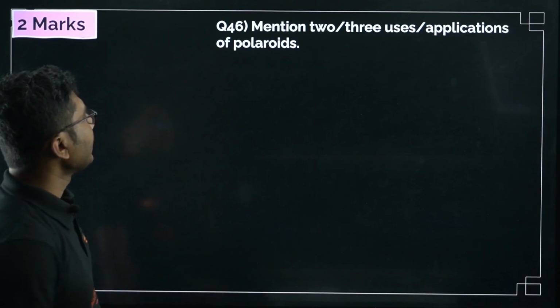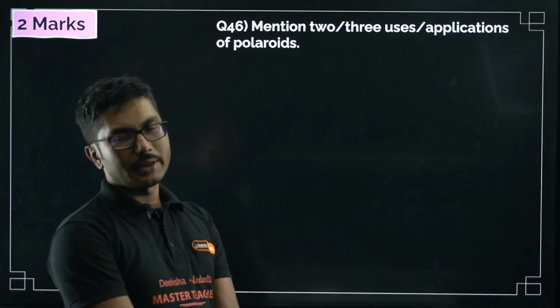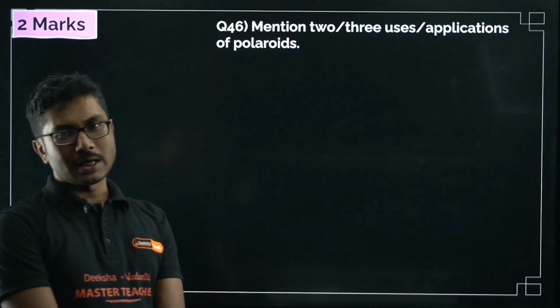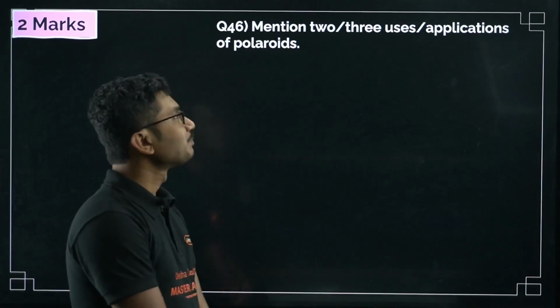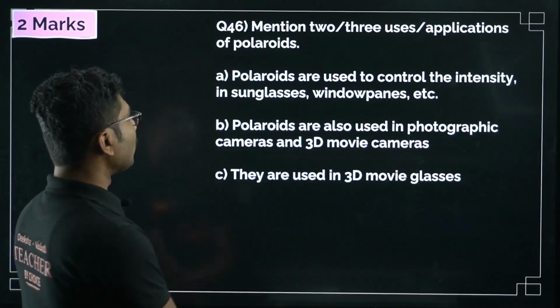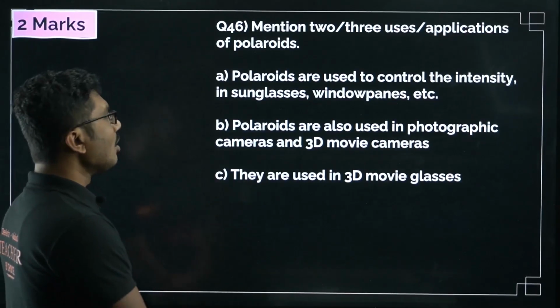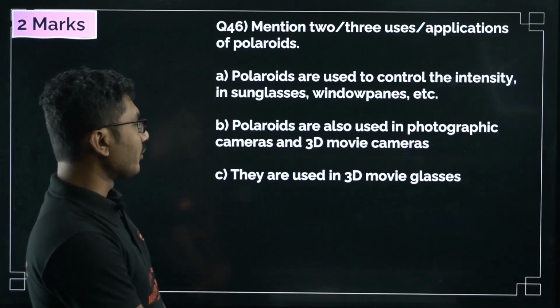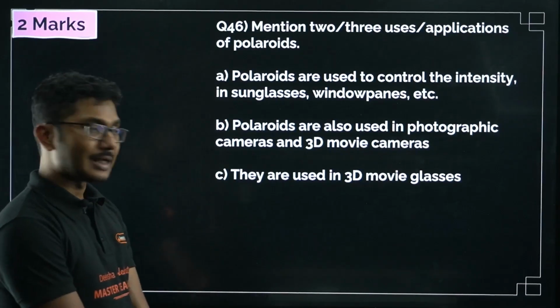Now, next question. Mention 2-3 uses or applications of Polaroids. Obviously 2 means 2 marker, 3 means 3 marker. Applications, uses, same thing. Polaroids are used to control the intensity in sunglasses, window panes, etc. Polaroids are used in photographic cameras and 3D movie cameras. They are used in 3D movie glasses as well.